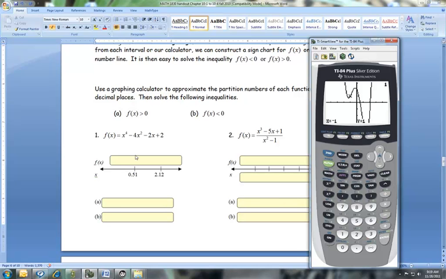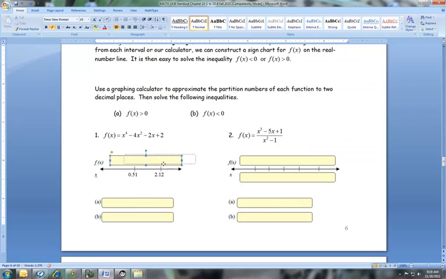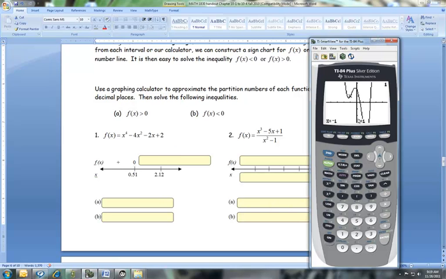I've got a positive value. My calculator's going to disappear again, so let me move this. There's my positive. Remember, my function is 0 at that place. Now I'm going to use a value between 0.51 and 2.12. So I'm going to use 1.25 just to be different. And it should give me a negative, because if you'll notice, my curve is below the x-axis. So there's my negative. So I'd have a negative here. I'd have a 0 here.